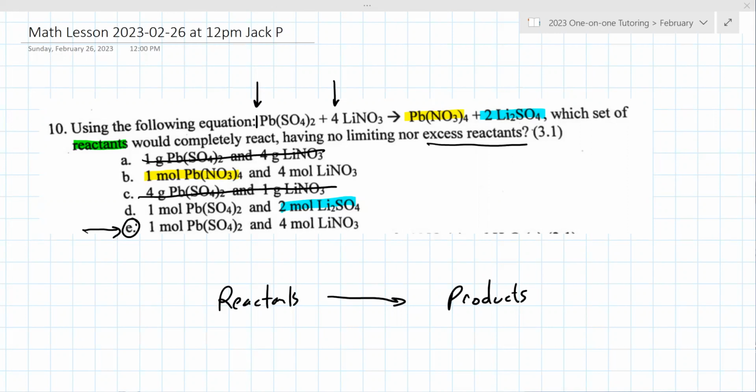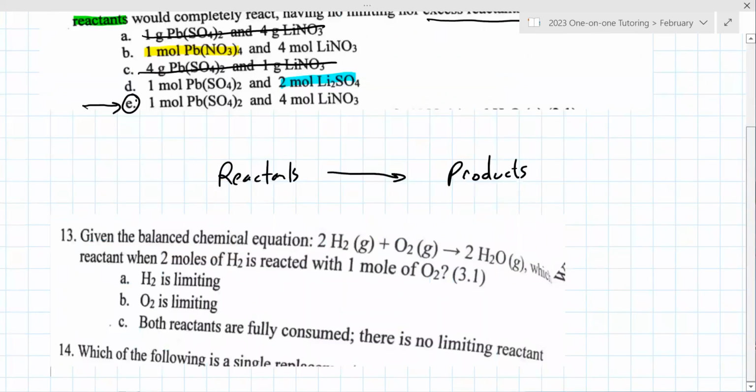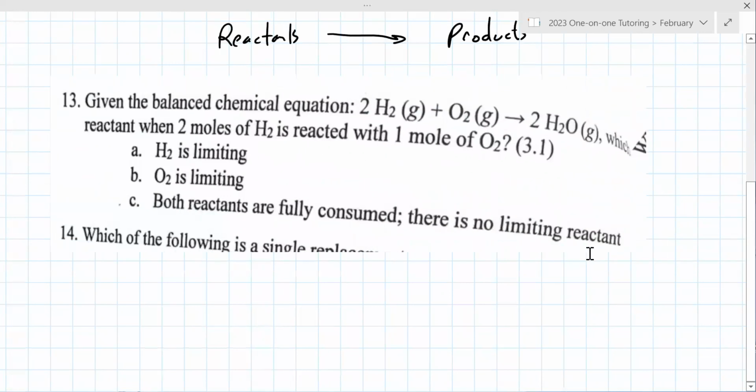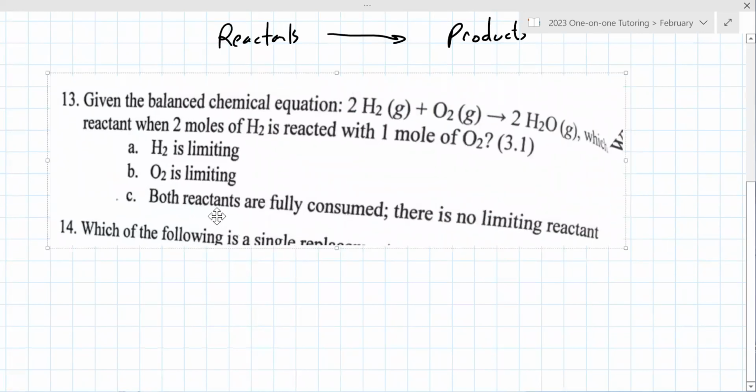13 is supposed to be C. I put A in there. All right. All right, so I can see why you would put C, because I probably would too. Because it says 2 moles of H2 and you got 2 moles of H2, 1 mole of O2, and you're like, okay, that's what I want.